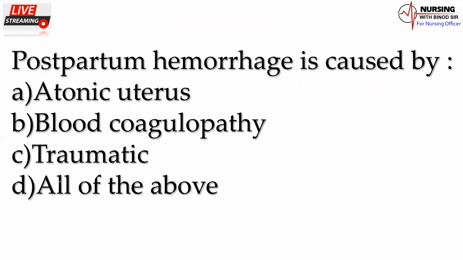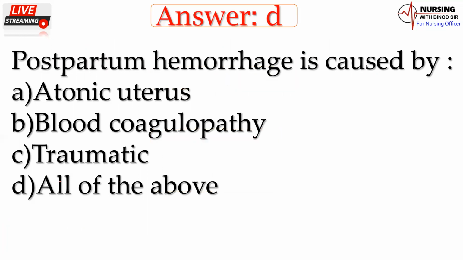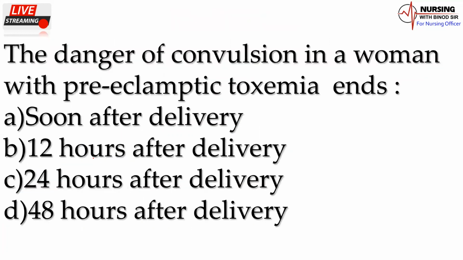Now we'll come back to the next question. Postpartum hemorrhage is caused by atonic uterus, blood coagulopathy, C option traumatic, D option all of the above. So the answer is all of the above. You must remember this.